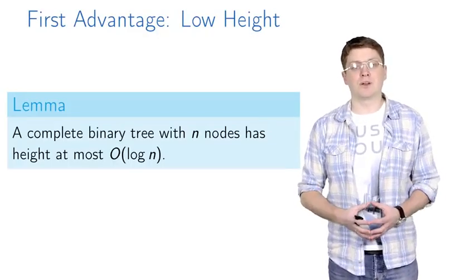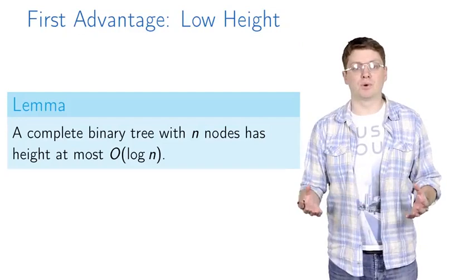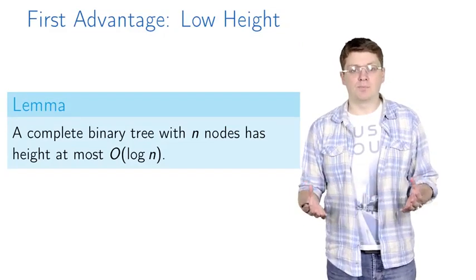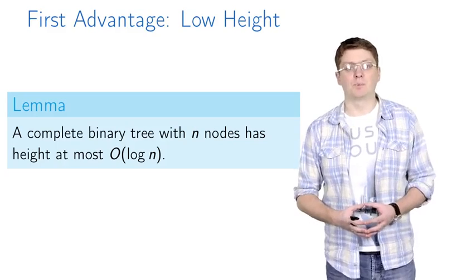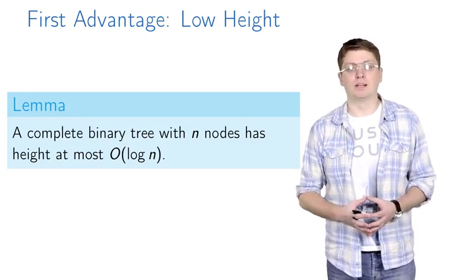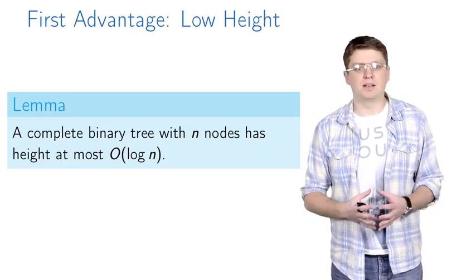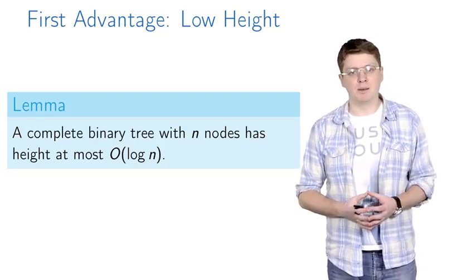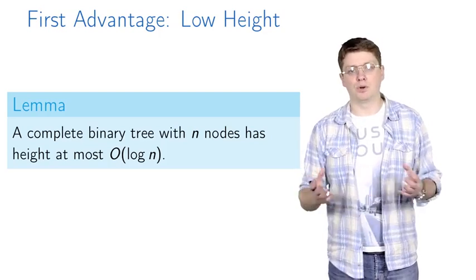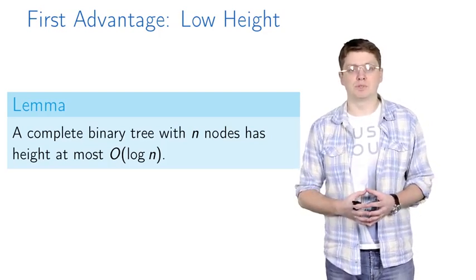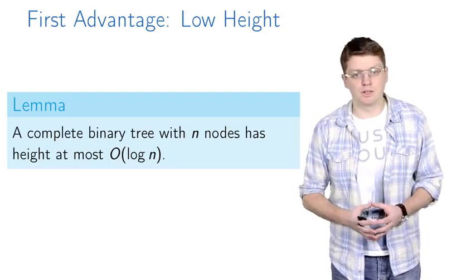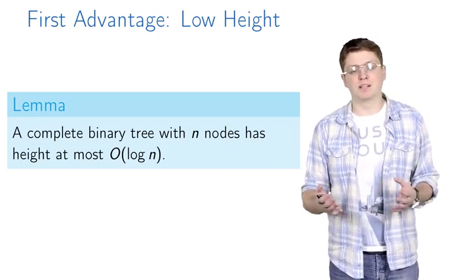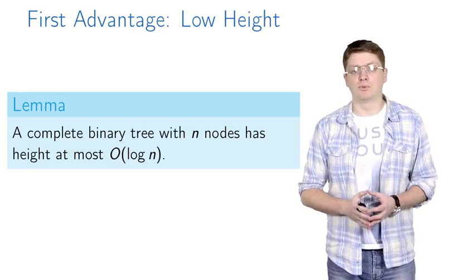The first advantage of complete binary trees is straightforward, and it is exactly what we need actually. Namely, the height of any complete binary tree with n nodes is big O of log n. Intuitively, this is clear. A complete binary tree with n nodes has the minimum possible height over all binary trees with n nodes. Well, just because all the levels of this tree, except possibly the last one, are fully packed. Still, let me give you a formal proof.